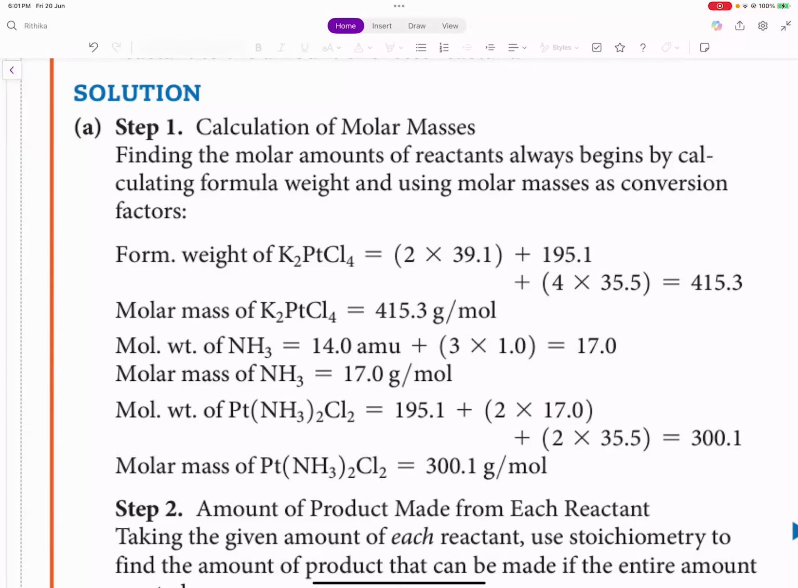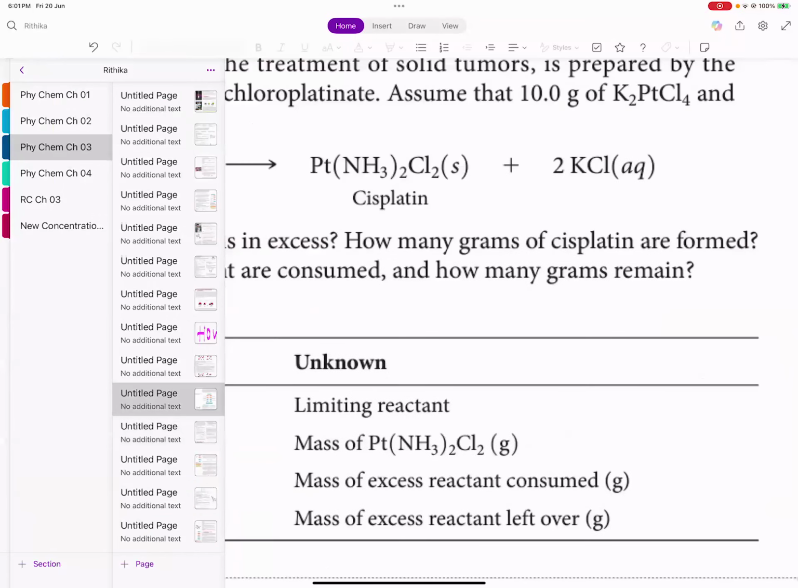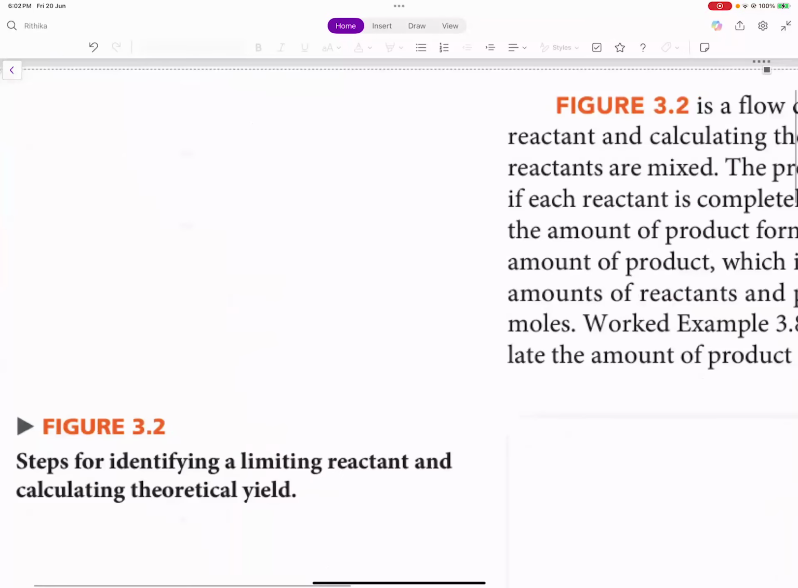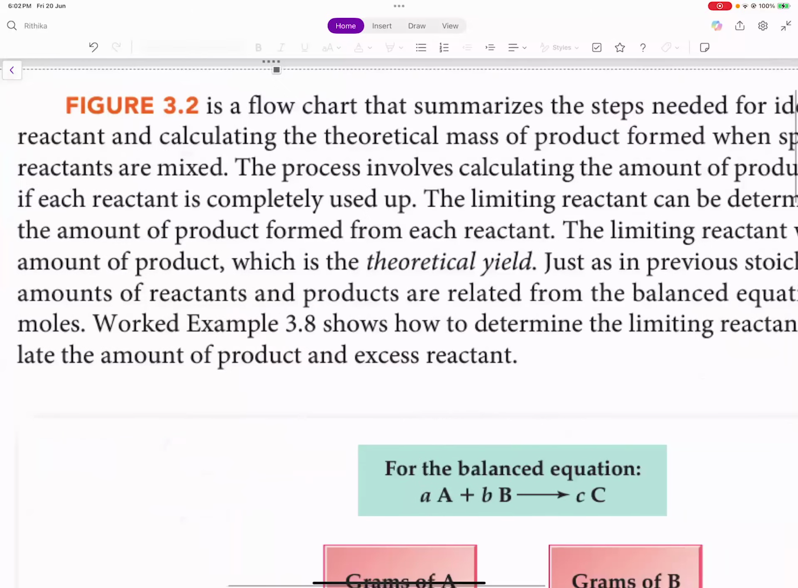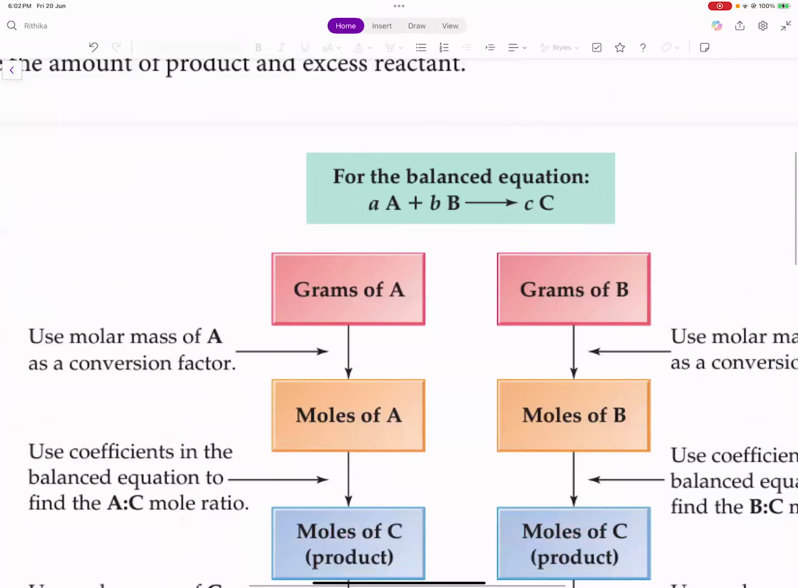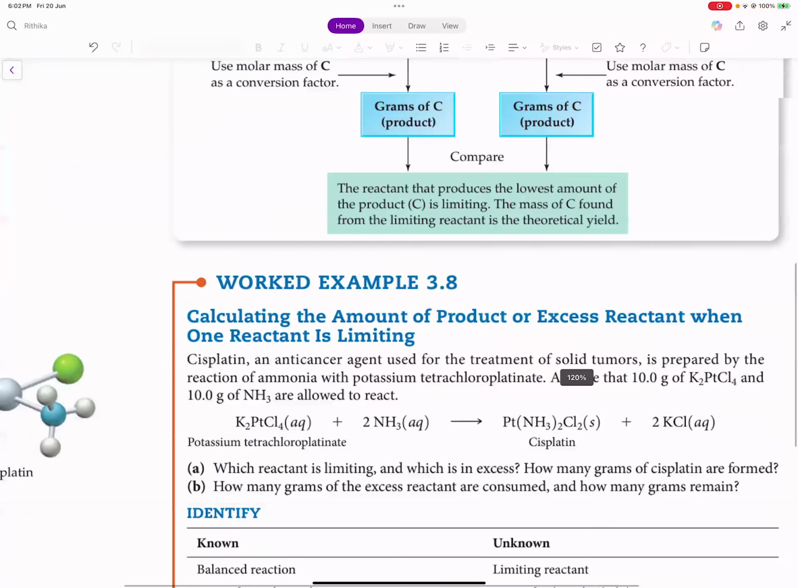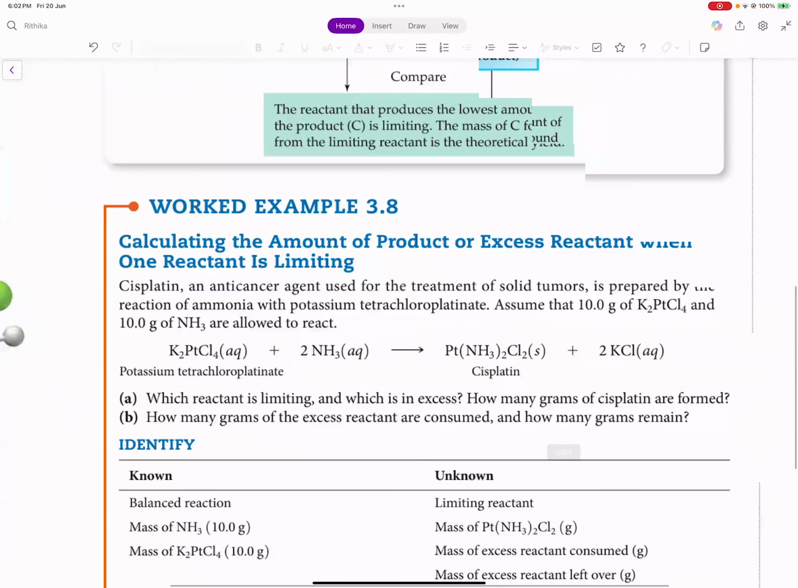You already have the equation or no? Write the equation. You have the equation, right? Yeah, this is the equation already written. Okay. Great.